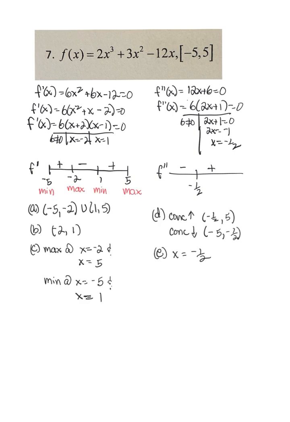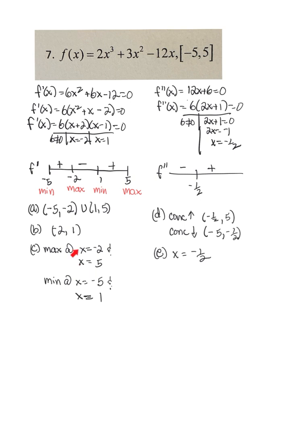Okay, and here are your answers for part A, B, C, D, and E. So just make sure that when you're doing your, what were we doing here? I think it was when is it increasing? You're going to use -5 as one of your ends here. We never include the actual number itself, so that's why we use parentheses here, and the same thing here as well. Okay, here's your decreasing.